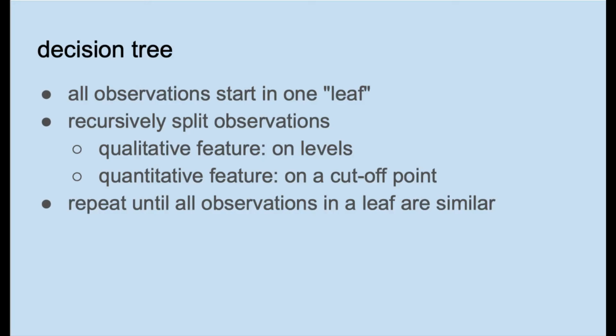As we just saw in R, all observations start in one leaf, one giant region, and then the algorithm recursively splits the observations. If it chooses a qualitative feature, it would split by levels. A binary feature would easily split left and right. If there are more than two levels, then one level would be on the left and the others on the right. For quantitative features, it has to determine a cutoff point. And this recursive splitting is repeated until all observations in a leaf are similar.